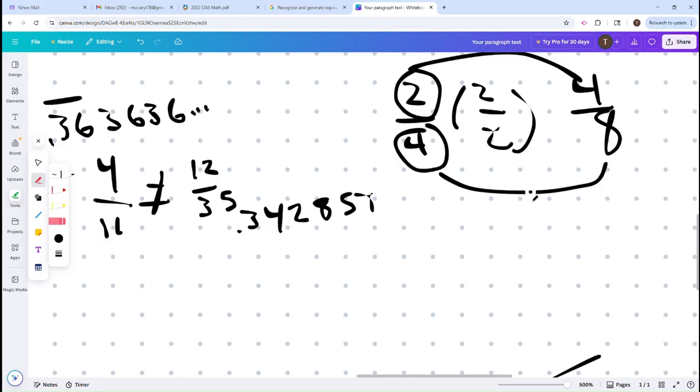Yes. Then these two fractions are equivalent. Is there something you can multiply 4 by to equal 12? Yes, 3. Is there something you can multiply 11 by to equal 35? No. 3 over question mark is definitely not equal.